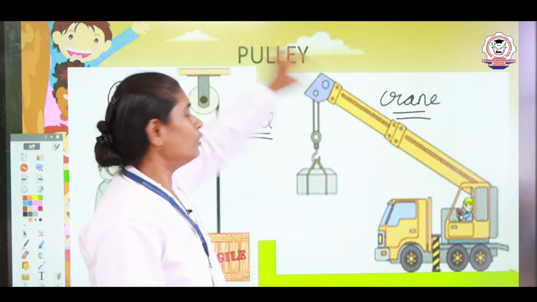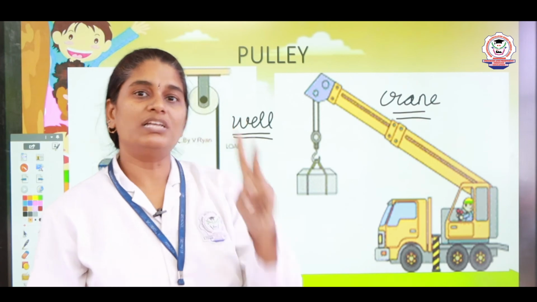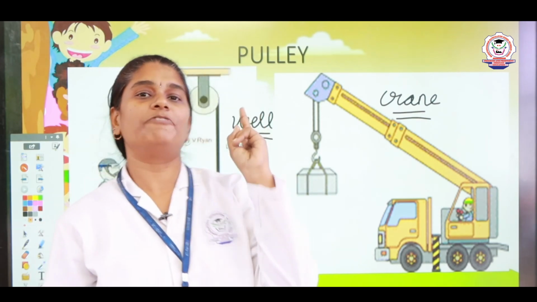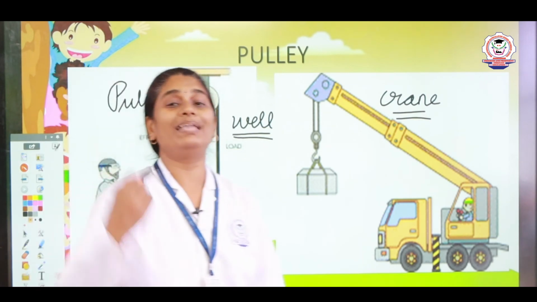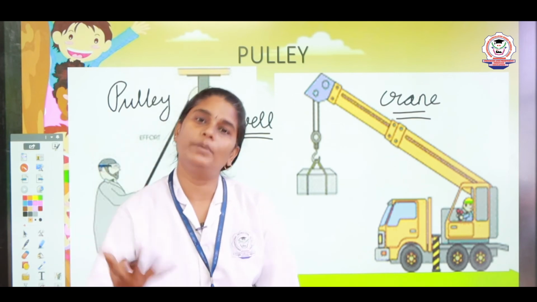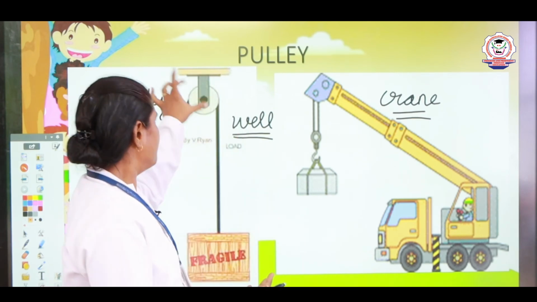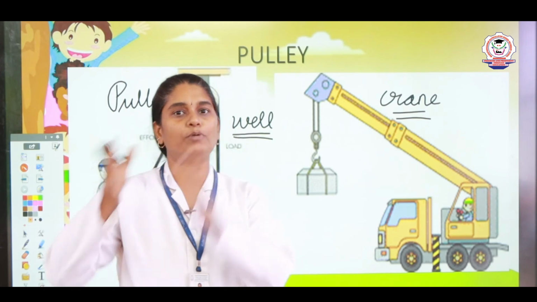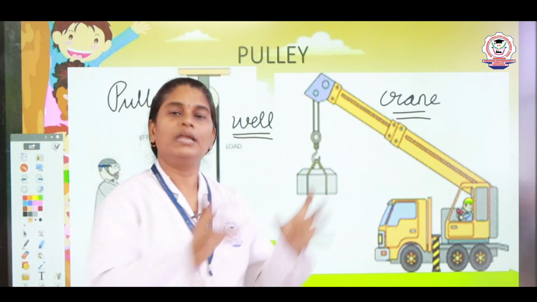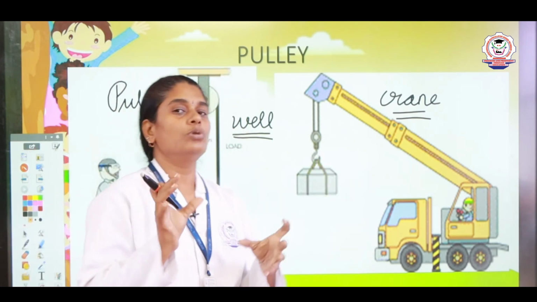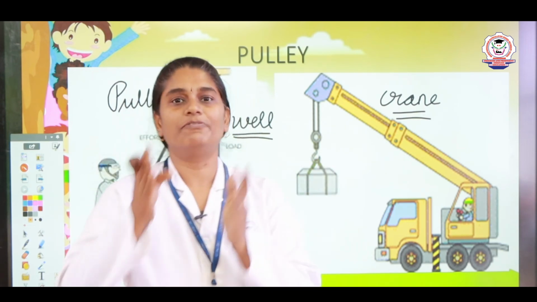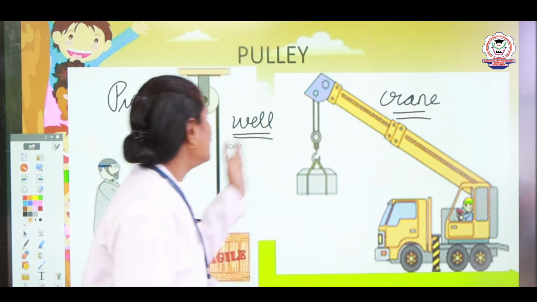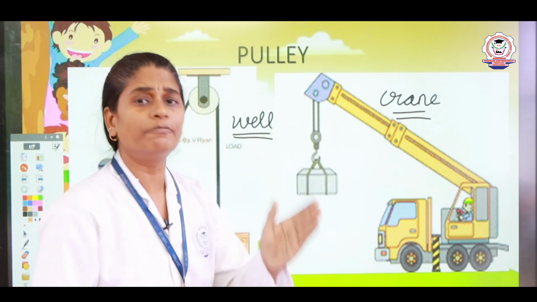So here in the pulley there are two types of pulley. One is movable pulley, the other one is fixed pulley. So here it is a fixed pulley, but in some places to lift heavy objects, they will use movable pulley, where one pulley will be fixed, the other pulley will be moving. It is not fixed, right? So there are two types of pulleys also. One is movable, the other one is fixed pulley, right? So these are the examples of pulley.